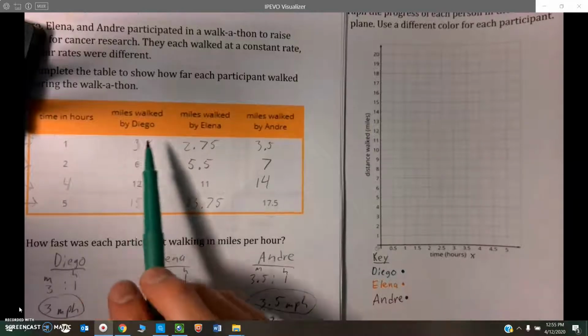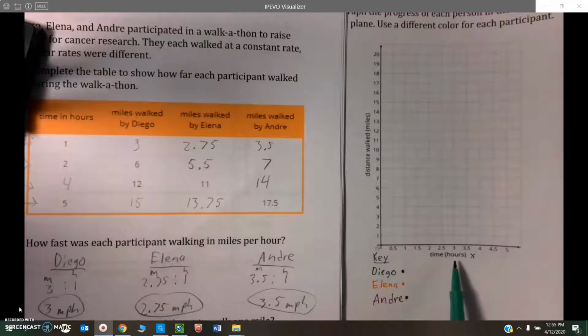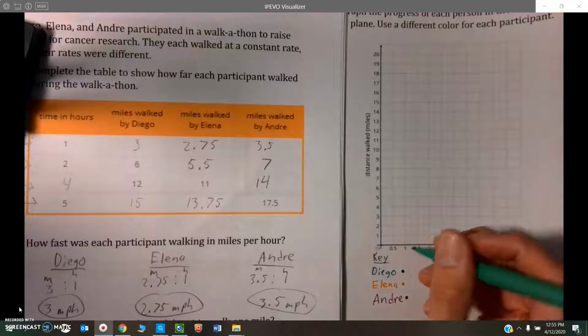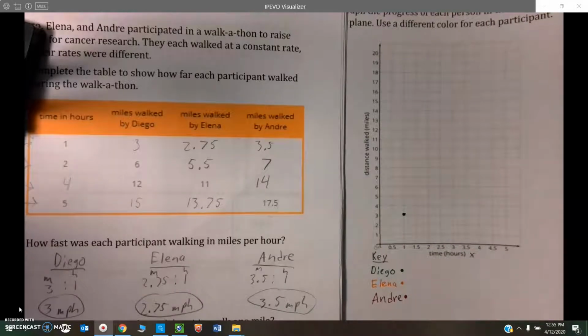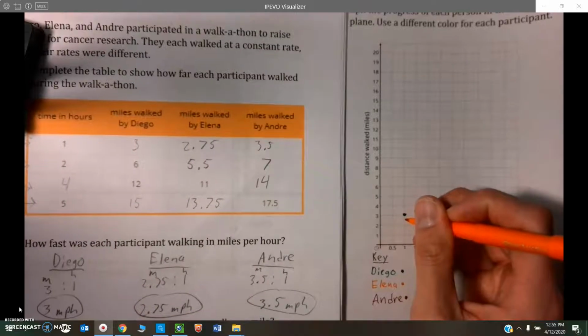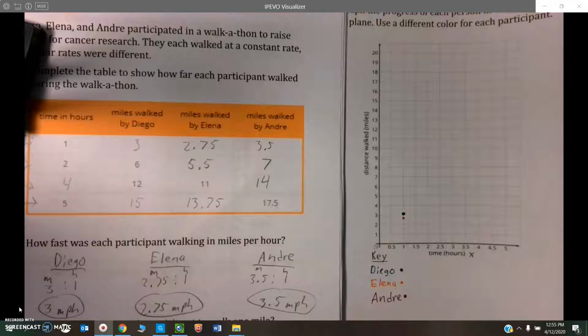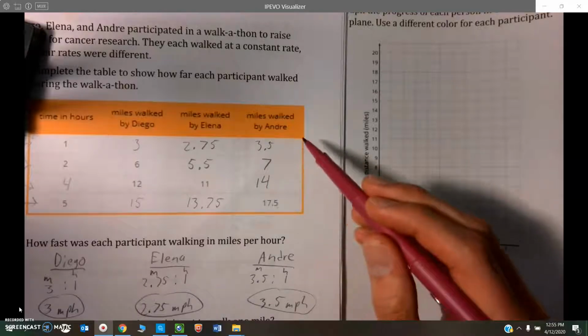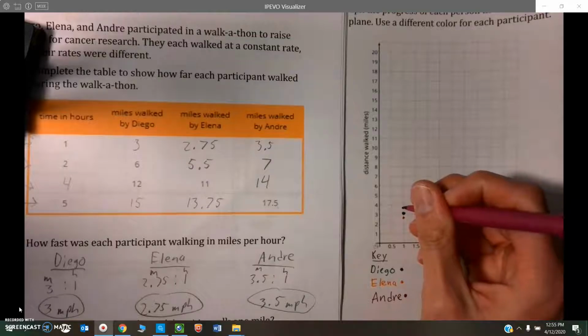So Diego, I can see, walked 3 miles in 1 hour. So the x-axis is my hours, so 1 hour, it's right here, and then 3 miles. And that would be right here. Is Diego. And now we'll do Elena. So Elena is orange, and she went 2 7/75 miles in 1 hour. So that's a little bit more than 2.5. It's 2 3/4, so I'll put her there. And then Andre was 3.5. So he would be here for 1 hour.